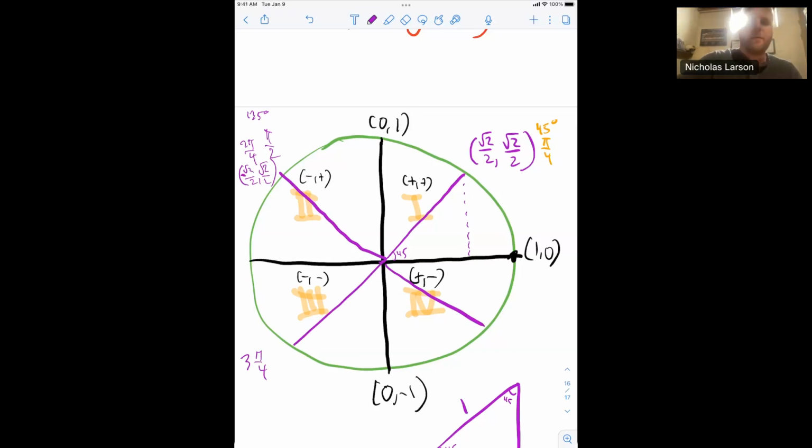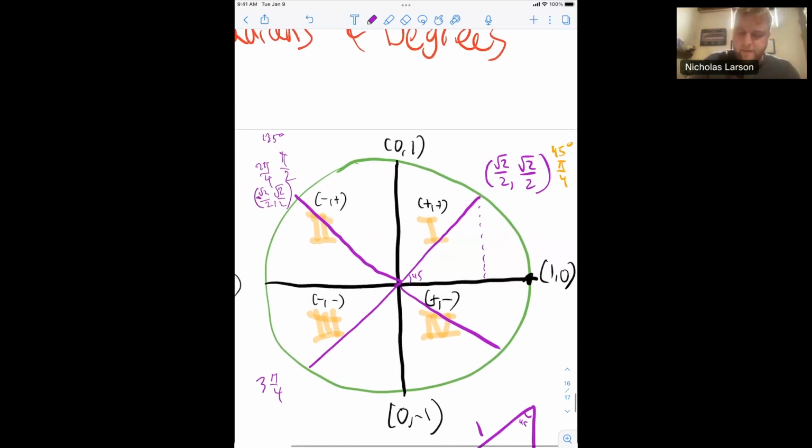Let me double check something. Oh, so I kind of goofed up. So again, this is right here as we keep going. This would be pi over 2. So again, pi over 4, 2 pi over 4, 3 pi over 4, 4 pi over 4, 5 pi over 4, 6 pi over 4, 7 pi over 4, and the whole thing is 8 pi over 4 or 2 pi.